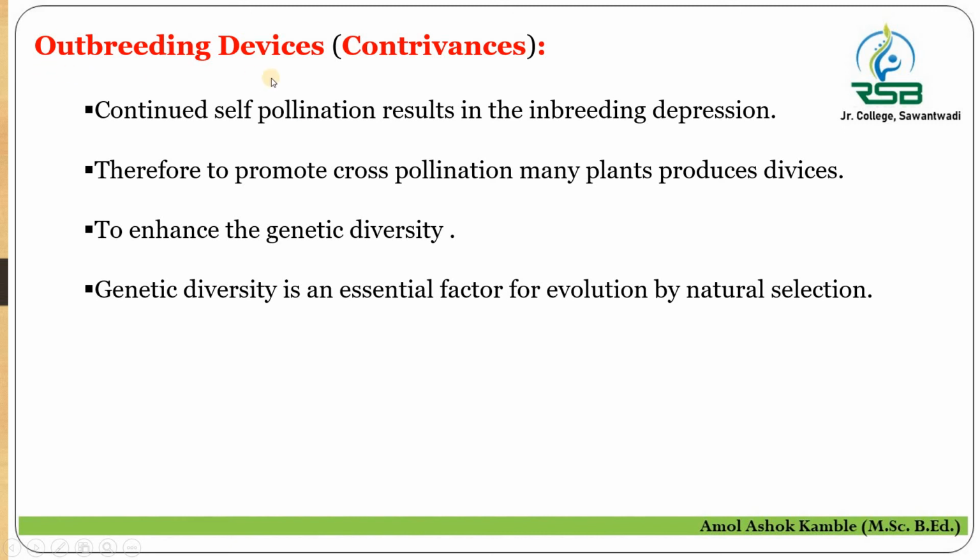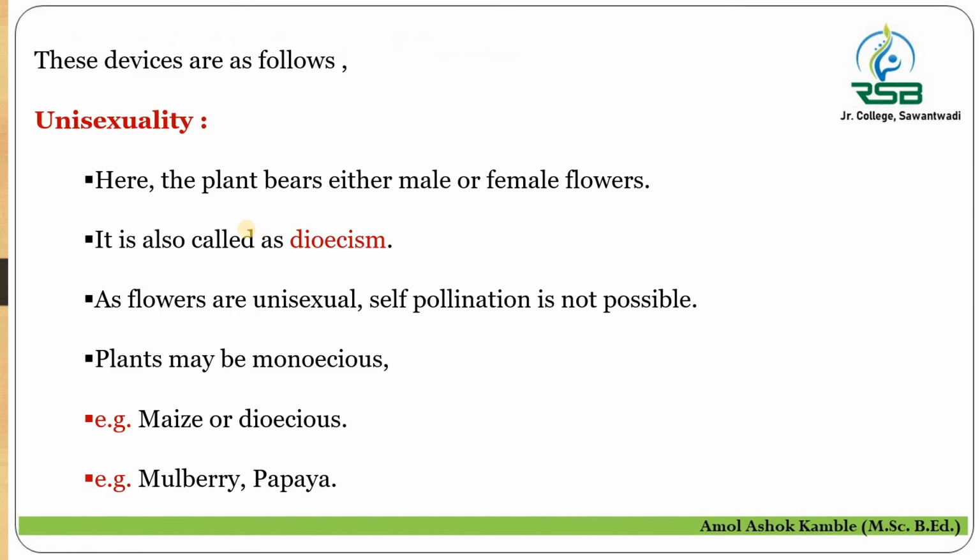So as a result of outbreeding devices, it enhances the genetic diversity in the plants, which is significant for the process of evolution by natural selection. So let us come to know the various outbreeding devices developed in the plant. There are a total of 6 outbreeding devices. Out of that, number 1 is unisexuality.